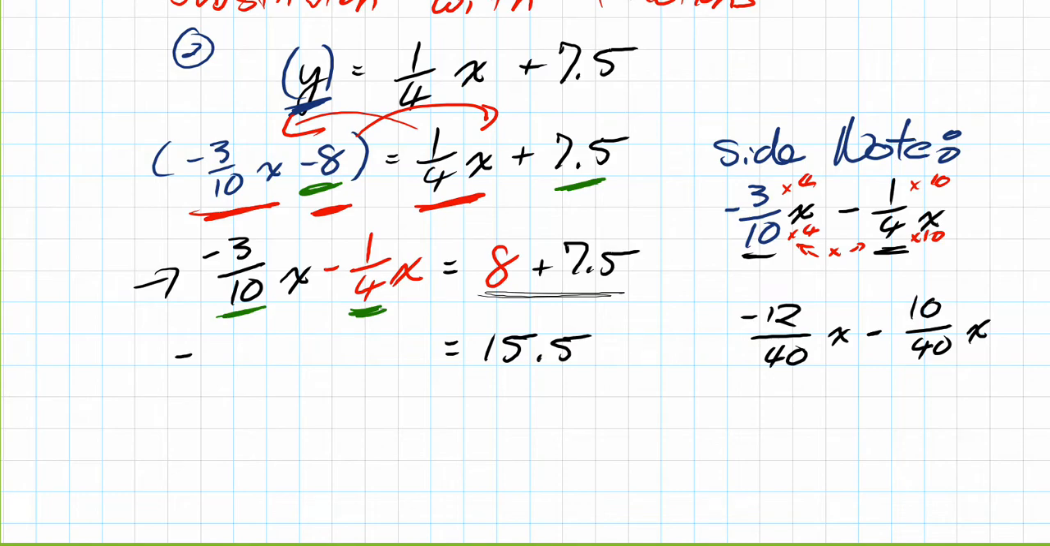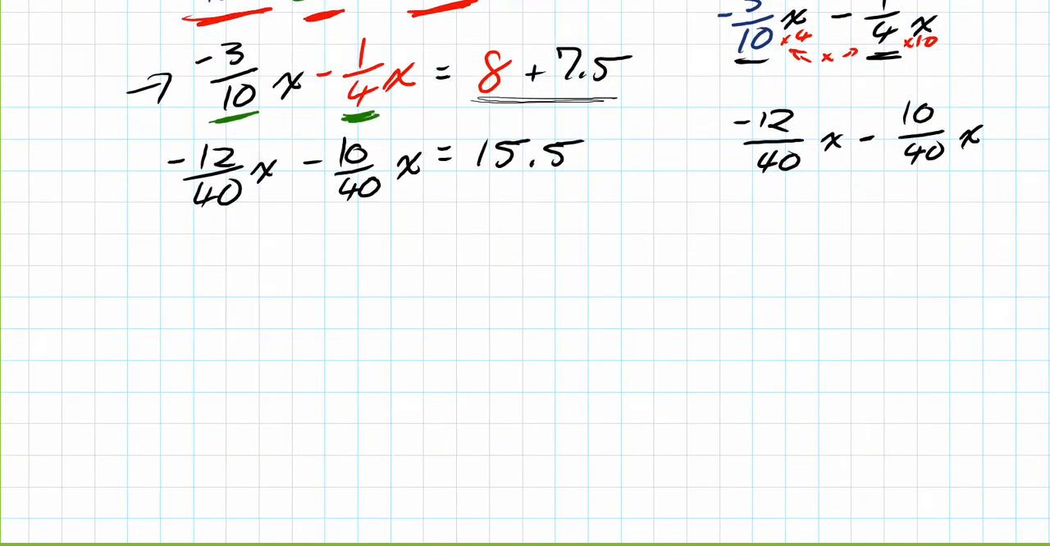So I'm going to actually rewrite it back in. Negative 12 over 40x minus 10 over 40x. Okay? We can now work with our coefficients. When we add or subtract fractions, the denominator stays the same. So the answer is going to be over 40, and the x isn't going to change. It's just the numerators. So negative 12 minus 10 is actually going to be negative 22, is equal to 15.5.